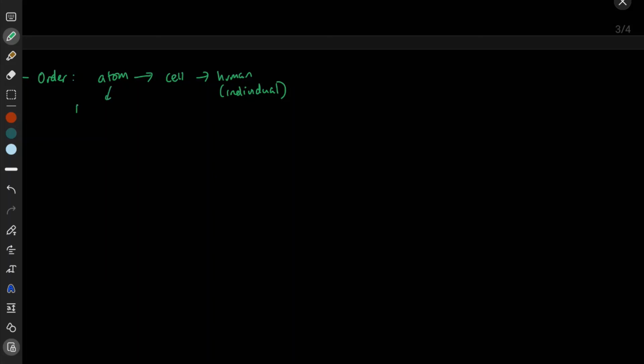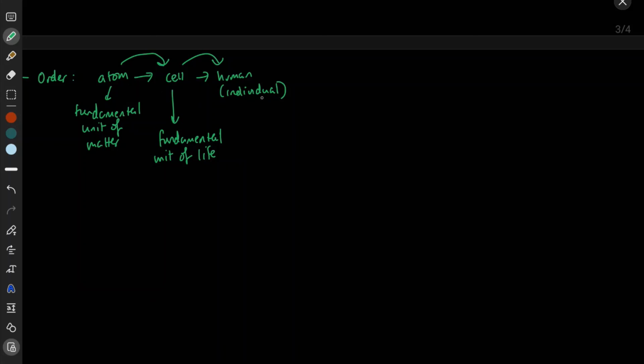So the atom being the fundamental unit of matter, and the cell being the fundamental unit of life, right? So we went from something as small as the atom to the cell, and then we went to the individual, which in our case, with respect to the examples we were talking about, was the human. So we went from something as tiny as the atom to the individual.